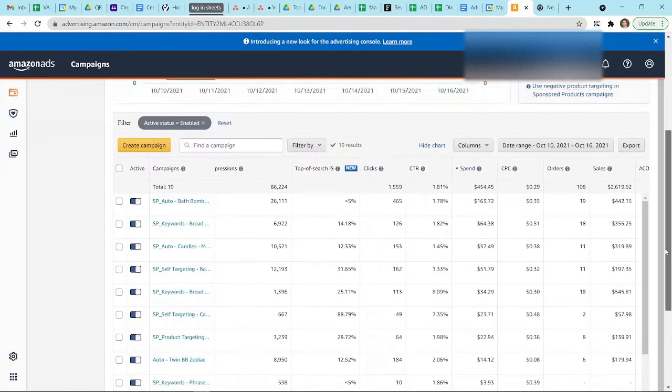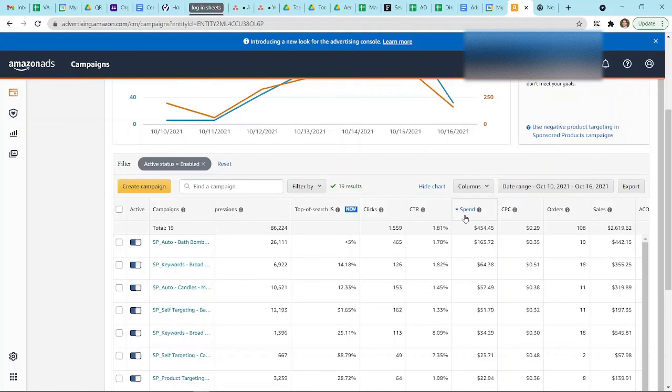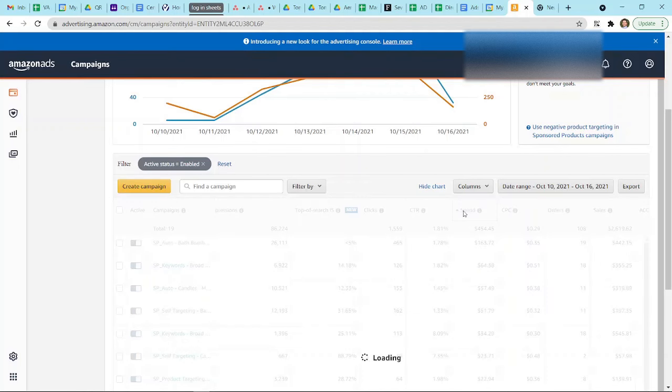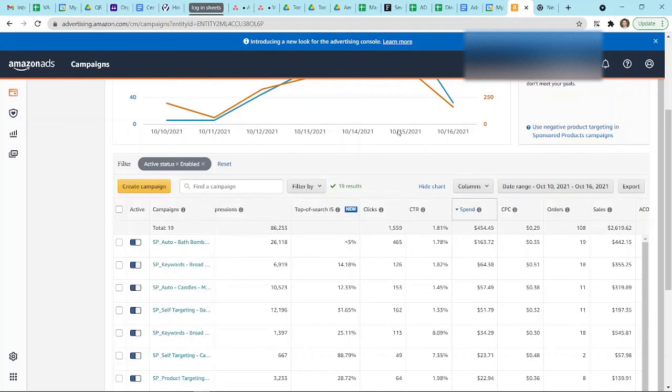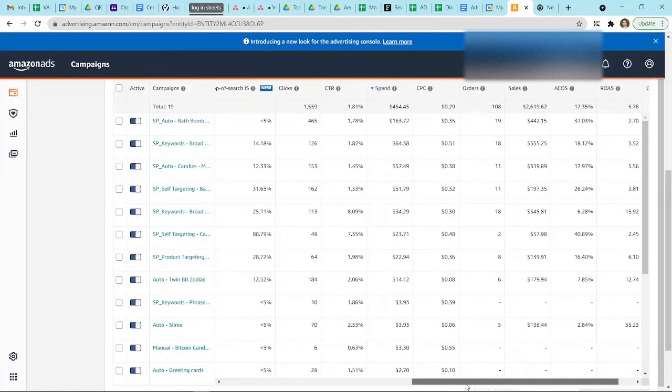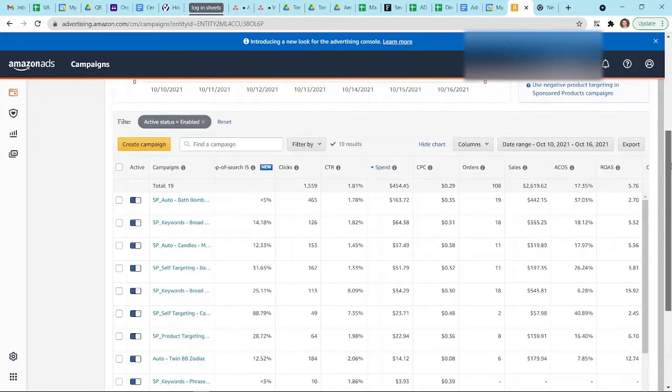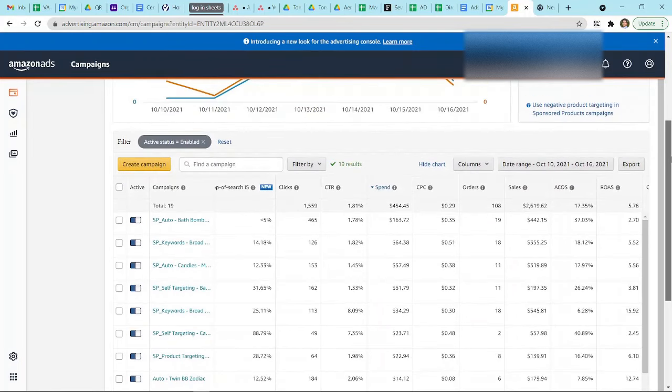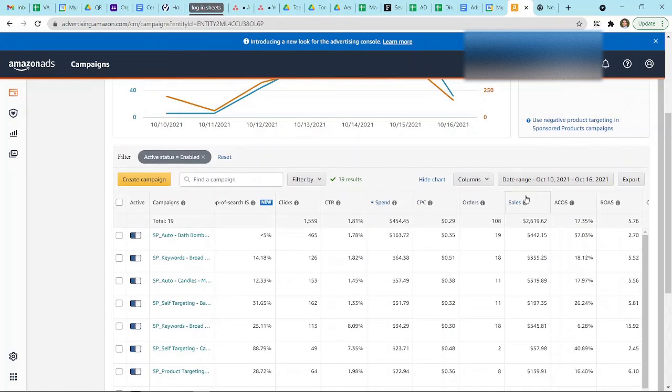I want to organize, especially in an optimization, I want to start by organizing on spend. Biggest spend first. There's not really a right or wrong way to do this. Again, whatever helps you live in the data. For me, it's spend. I know if I were wanting to look at success rate, I might organize by orders or sales, or even ACOS.